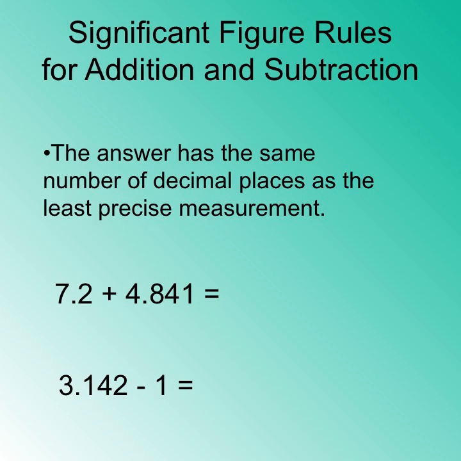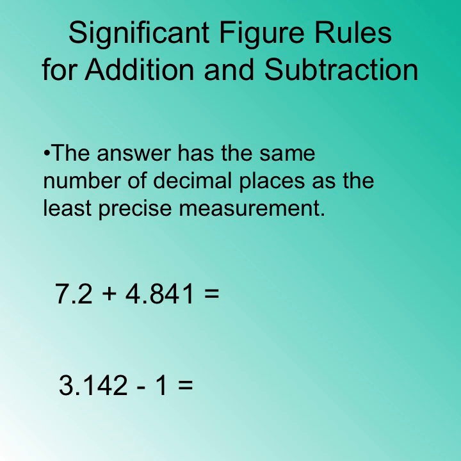So 1.0 is more precise than 1, and 1.000 is more precise than 1.0. So when I look at my 2 examples and I have 7.2 plus 4.841, the number that is less precise of those 2 is 7.2. It is only carried out to the 10th place. What that means is that my answer, in this case my sum, will only be carried out to the 10th place. Notice I've not mentioned anything about significant figures in this.